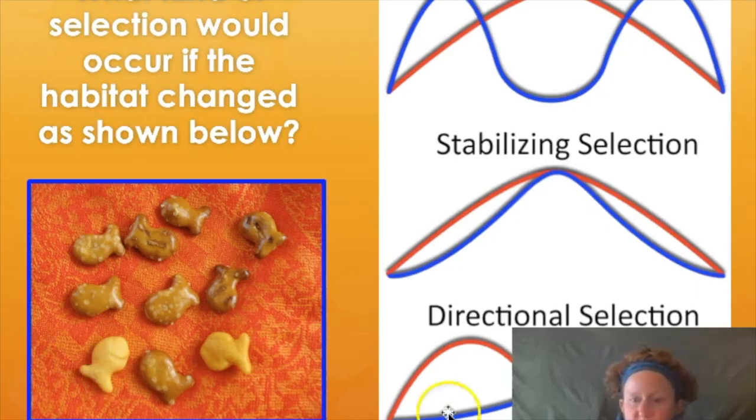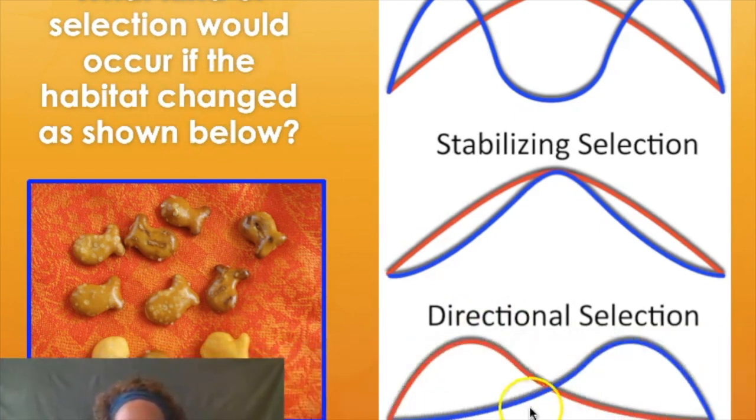Here's a good MCA practice question. What kind of selection would occur if the habitat changed as below? Would we have directional selection? Would we have stabilizing selection, or would we have disruptive selection? So if the habitat changes and the goldfish are able to blend in more easily and they survive and the brown fish are crossed out, what type of selection might that be?